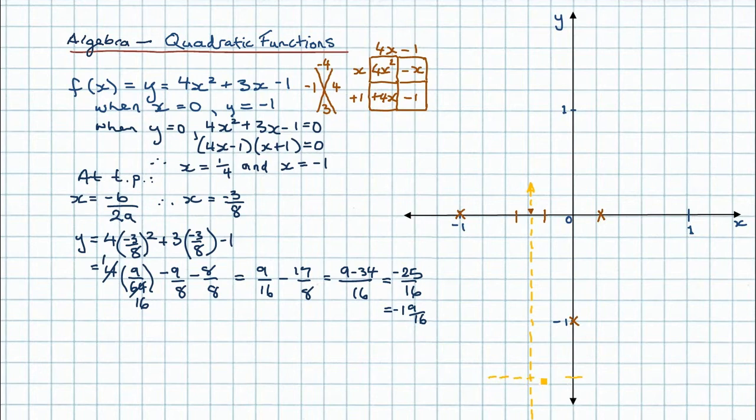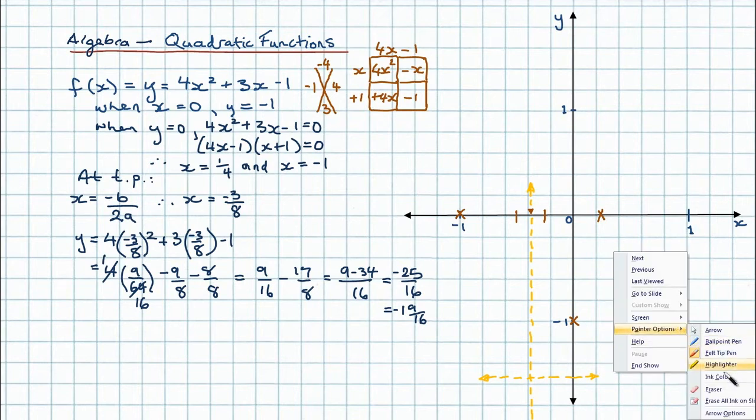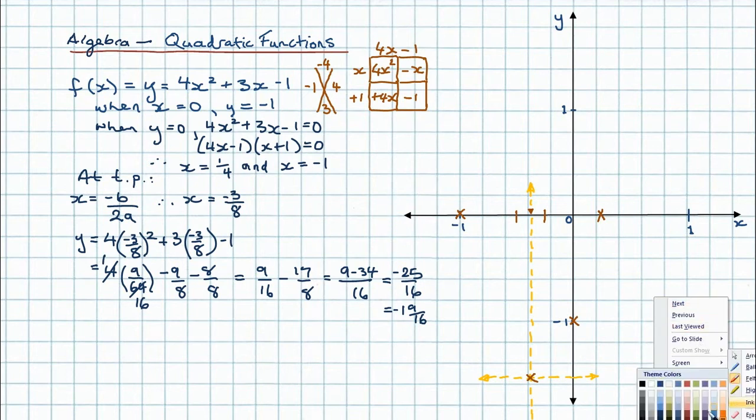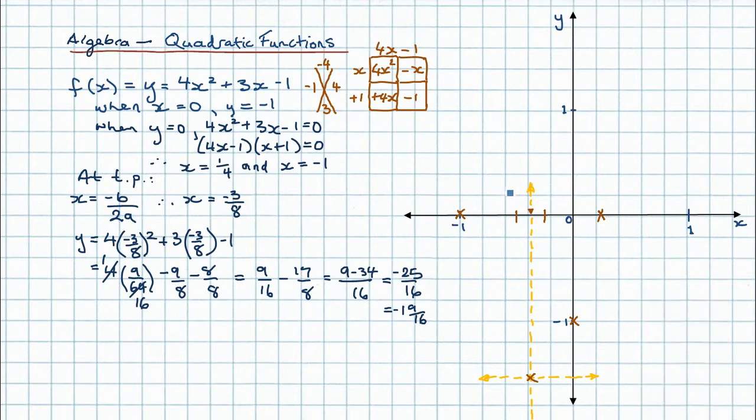So y equals minus 1 and 9/16 or minus 25/16. It's going to be here. I'll just do arrows. So my turning point is going to be where these two intersect, which is going to be exactly there. And that completes our work on this equation, because what we've got is all the information we need now to draw the curve. I'm going to use a different colour pen, and usually of course you'd use a pencil. Let's just use this colour here.